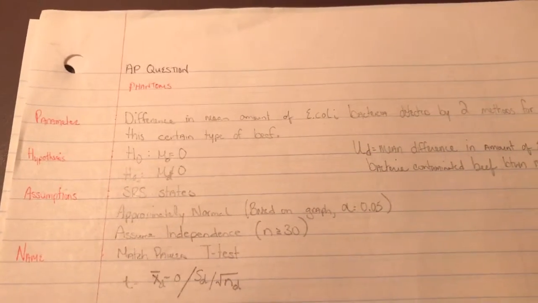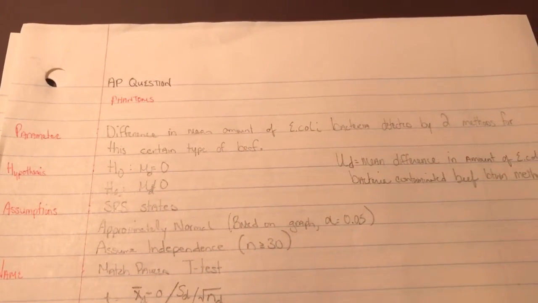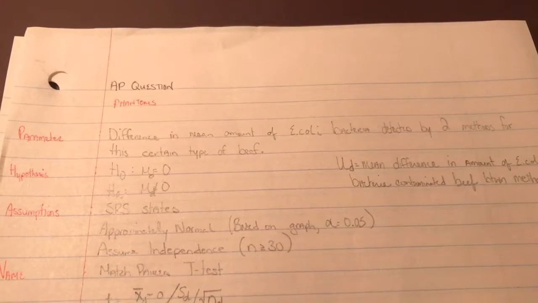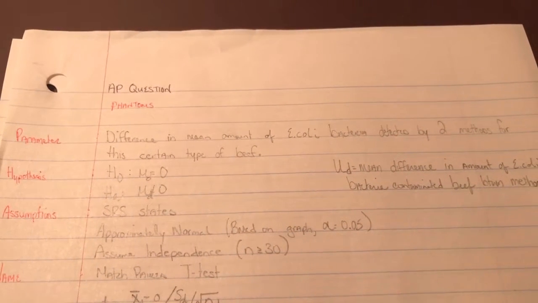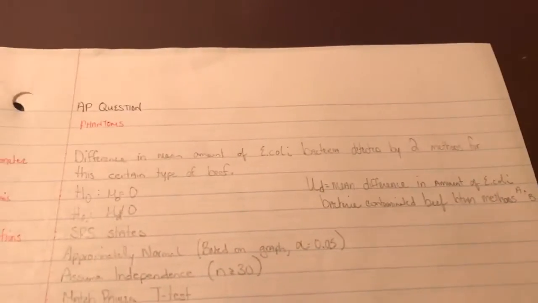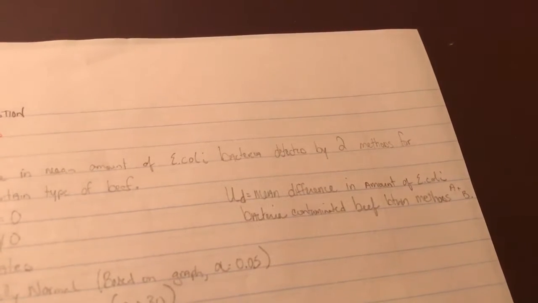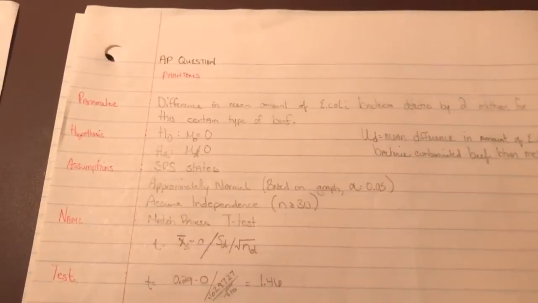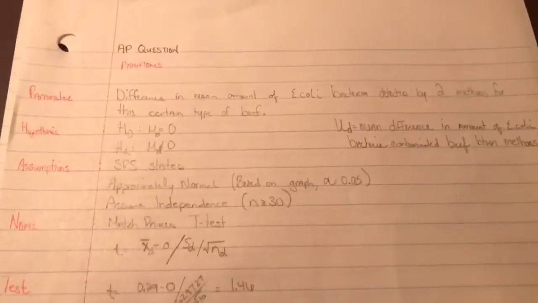Followed by my hypotheses, which is my H0: μD is equal to 0, and then my HA: μD is not equal to 0. μD, you're like, what the heck does that mean? Come over here, it actually means the mean difference in amount of E. coli bacteria in contaminated beef between methods A and B. Glad we cleared that up.